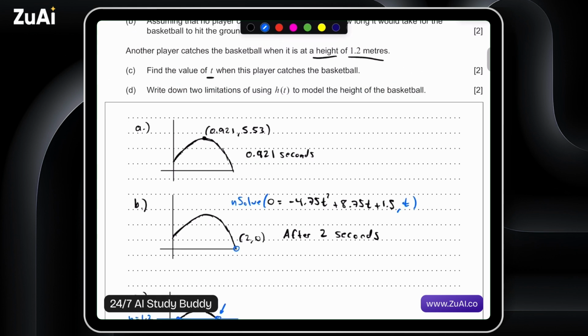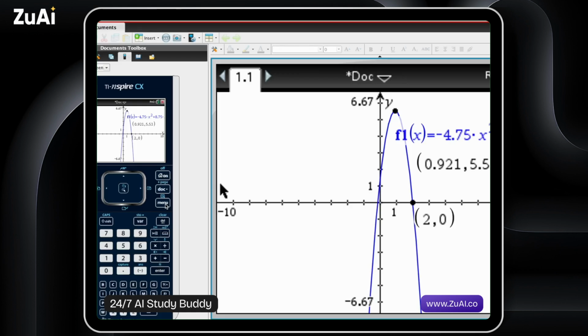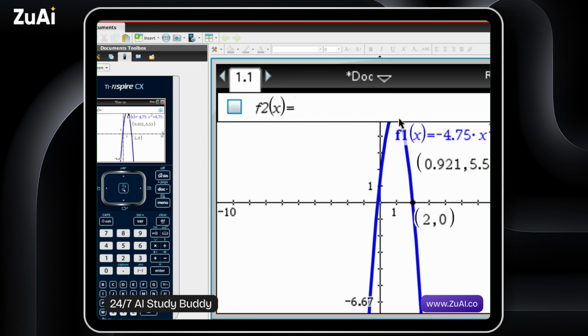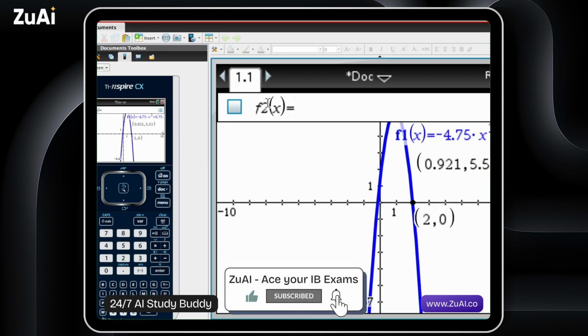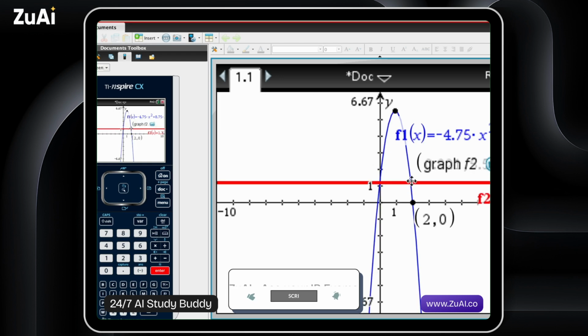Alright, find the value of t when this player catches a basketball. There is some ambiguity. I don't think there's anything specifically in the question that says it can't be on its way up, but it doesn't really make sense. Alright, so let's go to the calculator, and let's create another function. So Menu, Graph Entry, Function, and let's put f of x, or essentially just y, equal to 1.2.